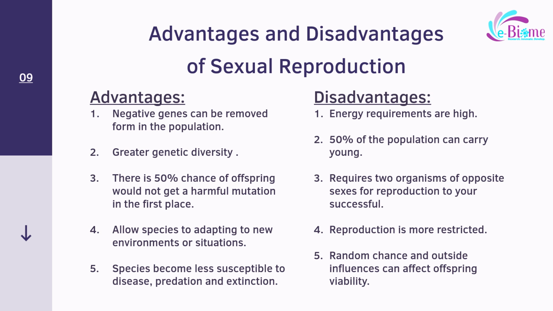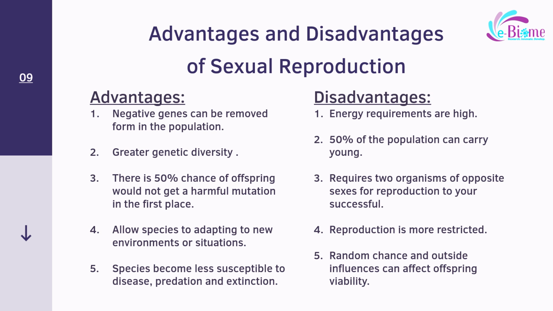Third disadvantage is that this type of reproduction is dependent on having two organisms of the opposite sex to be successful, which means that this type of reproduction is highly circumstantial and requires special circumstances in order to occur. This also makes this form of reproduction more restrictive, because it's not always possible to find mates in a given area.